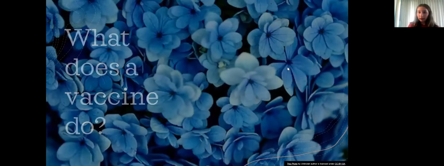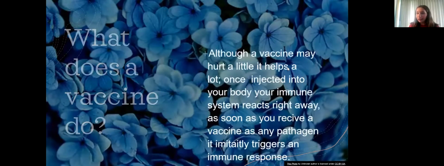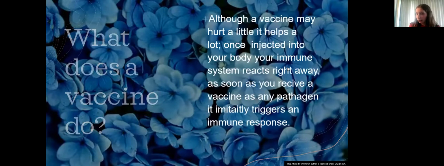So what does a vaccine do? A vaccine can hurt your body a little bit, but it helps your body tremendously. So a vaccine can trigger your immune response so you don't get sick, and your memory cells will remember it. So when you do contract a sickness, your body will fight it off right away.